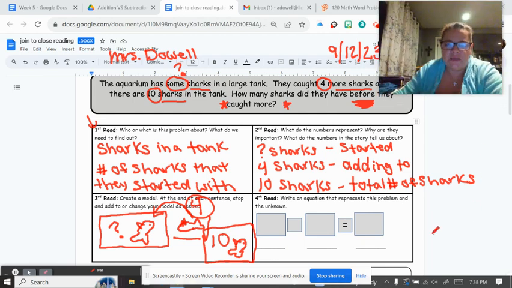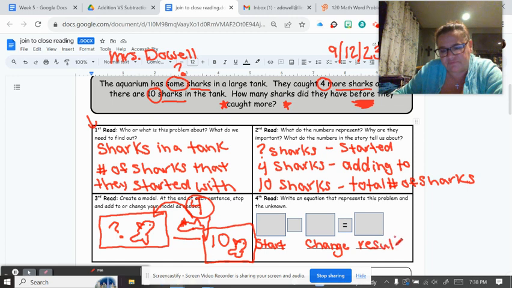All right, now let's write an equation. So this is the start, the change, and the result. So how did we start? The aquarium has some sharks in a large tank. I do not know how many sharks are in the tank. They caught 4 more. So my change is that there's 4 more that have been caught.